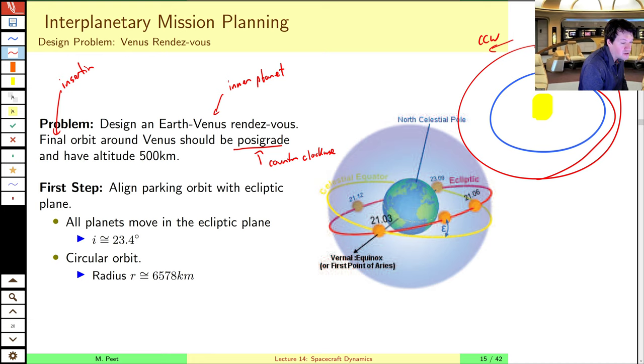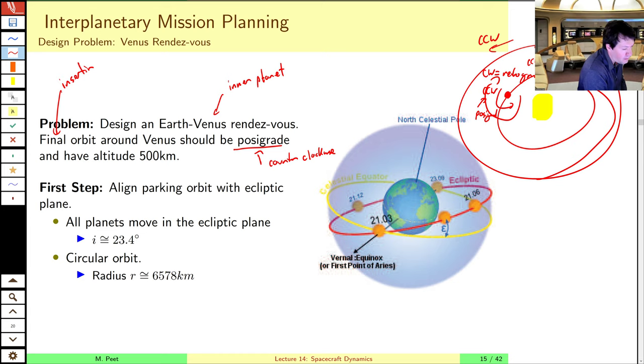And then when we get into orbit, that's a posigrade orbit, counterclockwise. Shoot. I don't know why I keep putting things up there. Sorry about that. So when we insert, we can be going counterclockwise, and that's a posigrade orbit, or we could be going clockwise, which is a retrograde orbit.